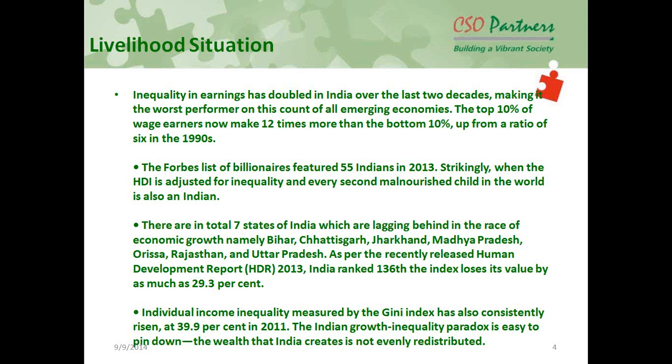These states are Bihar, Chhattisgarh, Jharkhand, Madhya Pradesh, Odisha, Rajasthan, and Uttar Pradesh. Now we see a regional skewedness of income and distribution. We need to understand that if we see disparity, it is a regional disparity, right? So we see that there is a regional skewedness around 7 states in India. The poverty or the livelihood situation is in the worst form.